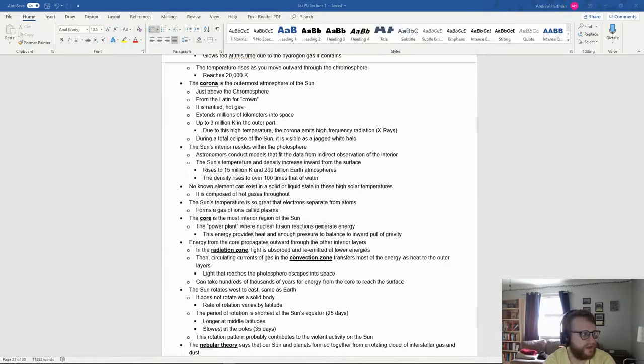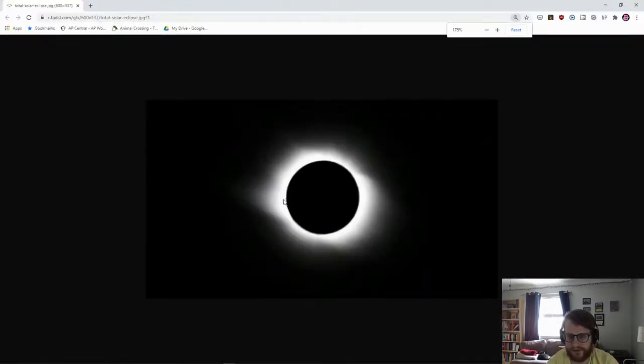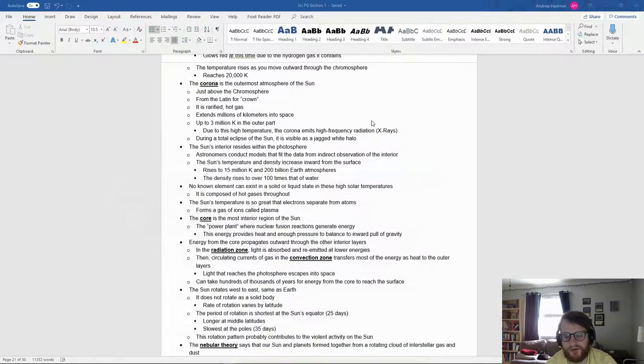Let's see if we can get a picture of that up. Okay. There we go. So this is probably a better version of looking at the corona, right? So this whole outside thing right here is the corona. So you'll see the chromosphere right here. It'll turn red when we see it like that at a certain point. But the corona is a bunch of rarefied hot gas that extends millions of kilometers into space, up to 3 million kilometers in the outer part of the corona.